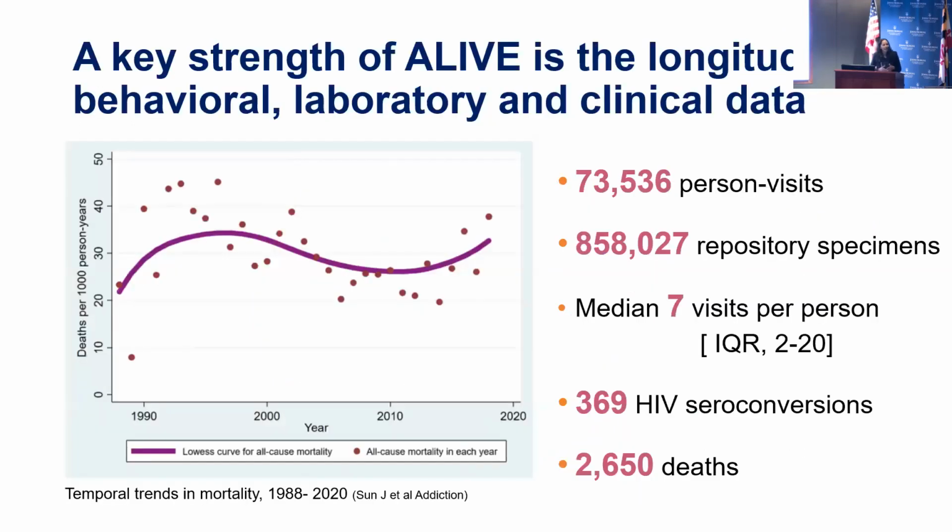So a big strength of ALIVE, like all of these studies, is this incredible wealth of longitudinal data over these years. And what you see here is just mortality trends across the 35 years of the cohort. Just to give you a flavor, I think this data is as of July of last year. So we've had just under 74,000 person visits, just over 850,000 specimens in the repository, a median of 7 visits per person, 369 HIV seroconversions, and the most sobering statistic is that nearly half of our population has died across follow-up.